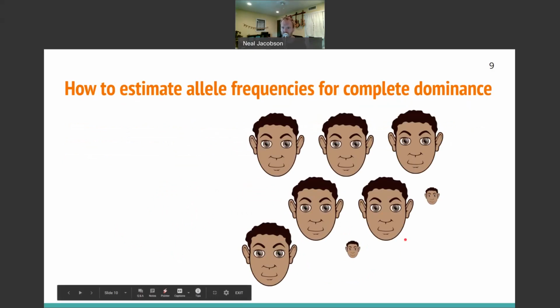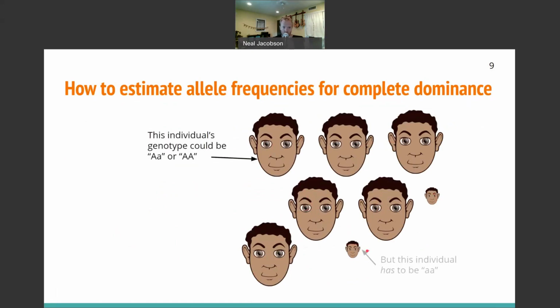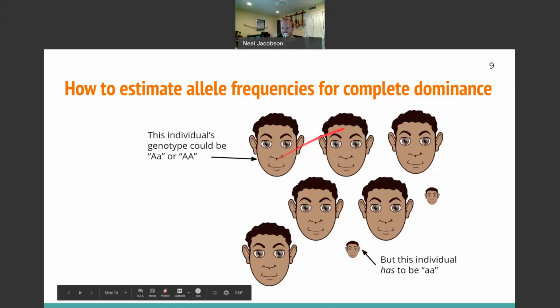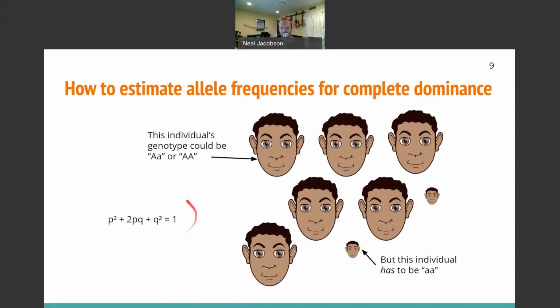So let's look at this population. I've got 1, 2, 3, 4, 5, 6 people that are a mystery. They could be homozygous dominant or they could be heterozygous. I have no idea. But then I have these 2 individuals that I do know are little a. I know their genotypes. So the problem is, I don't know what these guys' genotypes are, but I do know what these guys are.